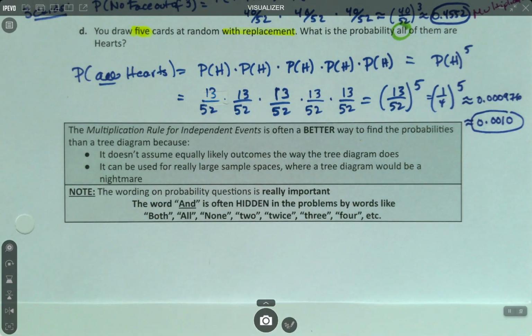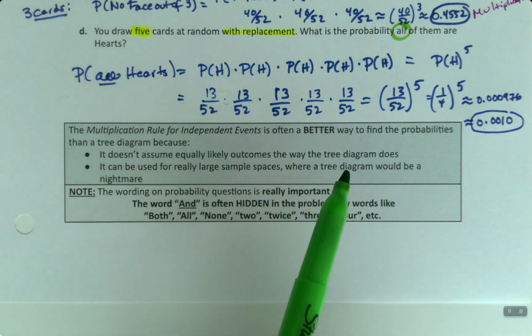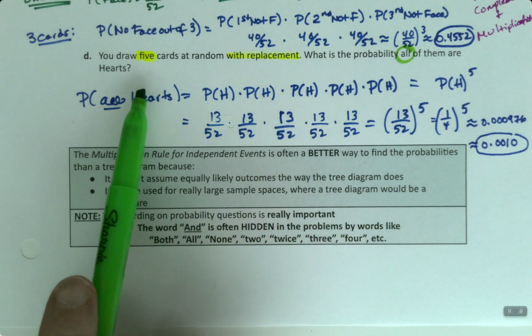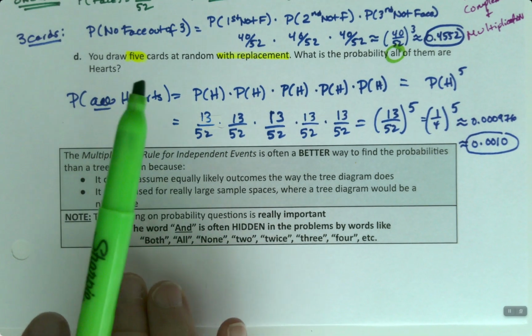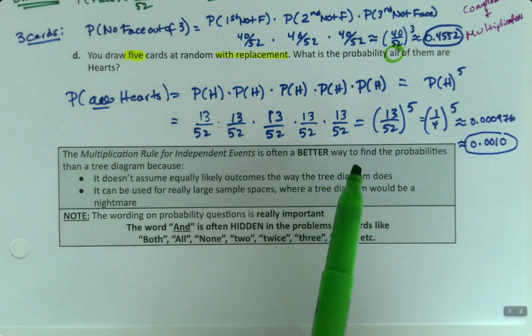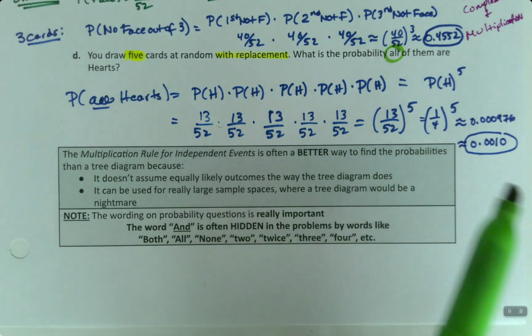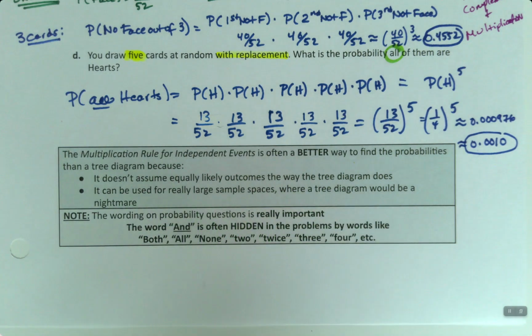All right, so a couple things. One, this is great. This multiplication rule is really great because it means that I don't have to do this giant tree diagram. I mean, think about it. For 5 cards, what a huge tree diagram that would be, right? 52 branches every time. So we don't have to do a tree diagram. We technically don't have to assume equally likely. These probabilities can work out even if they're not equally likely, and we don't have the nightmare of tree diagrams.